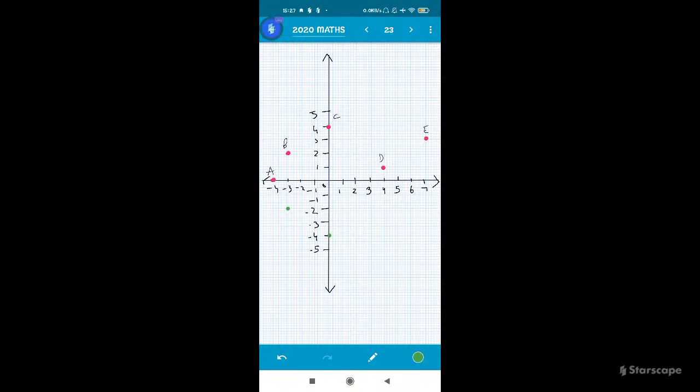Now we have to also reflect D. D will be 4 comma minus 1, and E will be, our E dash will be 7 comma 3, so we will have 7 comma.